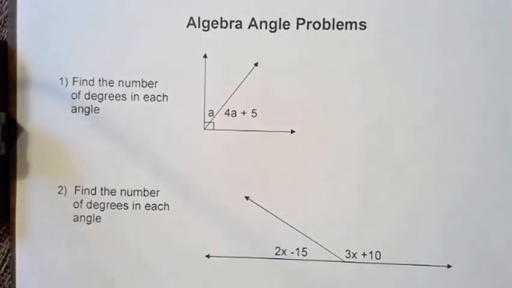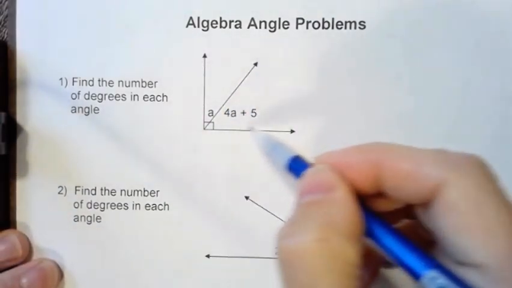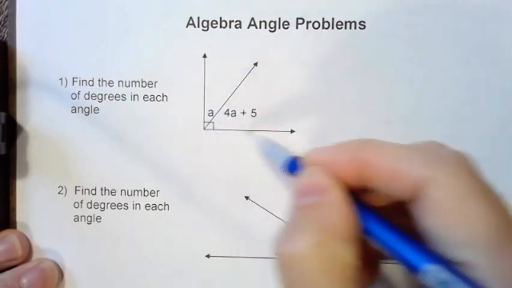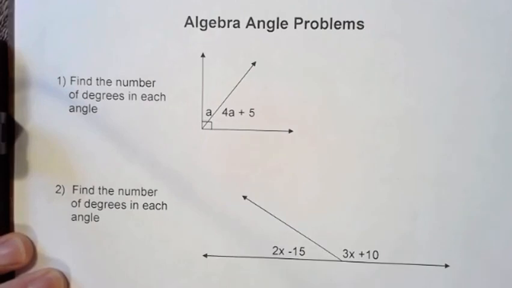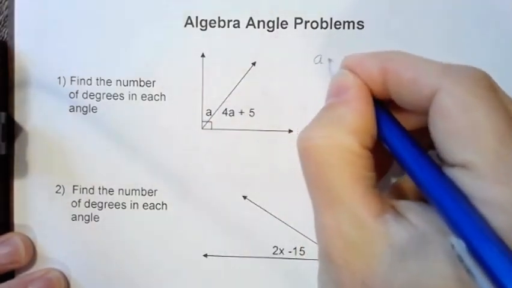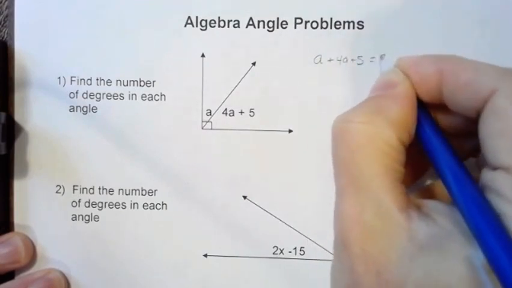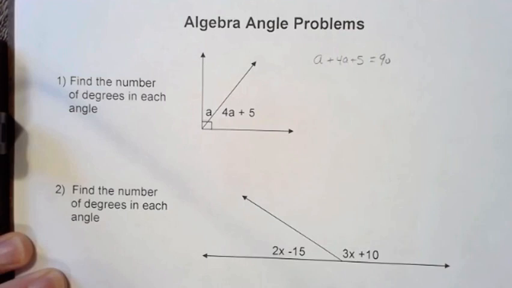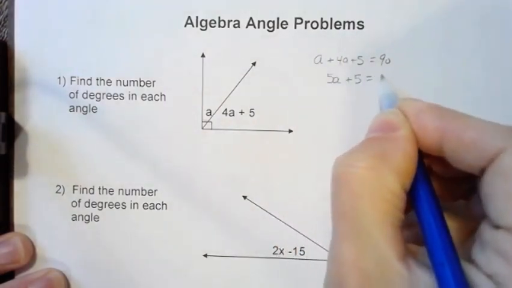The key to being able to solve this problem is recognizing the angle relationship that we see in the picture. If I take this angle A and this angle 4A plus 5 and I put them together, notice that they have formed a right angle, meaning that the measures of these angles are complementary. Complementary angles always add up to 90 degrees. So if I take the angle labeled as A and I add it to the angle labeled as 4A plus 5, their sum has to be 90 degrees. I'm going to simplify A and 4A to make 5A plus 5 equals 90.